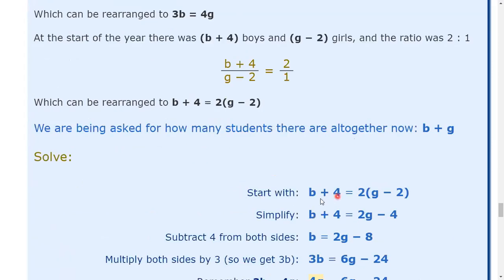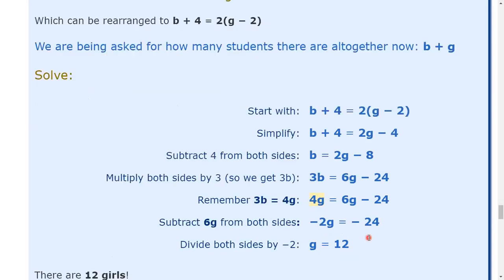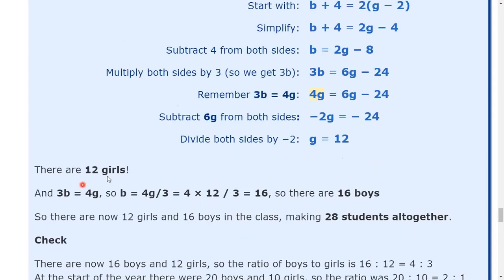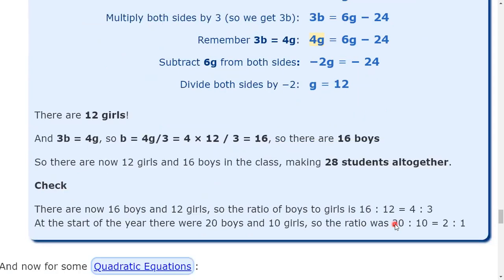So this is the equation, b plus 4 and 2g minus this. So simplify this, you will get just like this, b is equal to 2g minus 8. This equation is in two variables, one is b and second is g. And we have seen that 3b can be replaced with 4g just to make this equation in one variable. So you are getting 12. And after that, there are 12 girls and boys can be obtained from this. So in this way, you can get the answer. Any confusion?